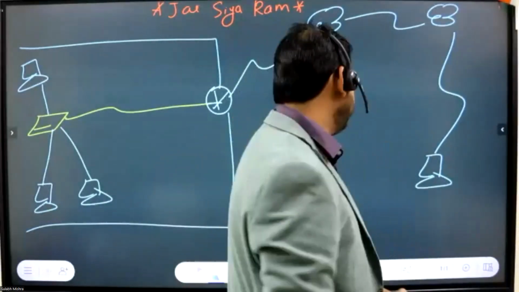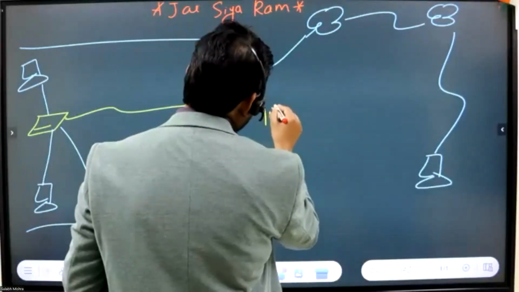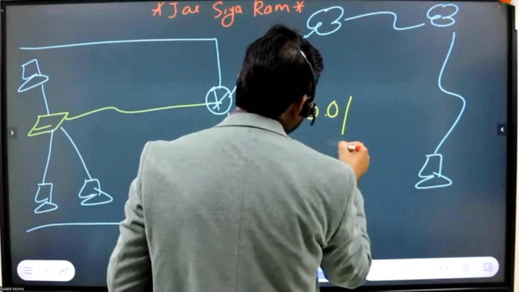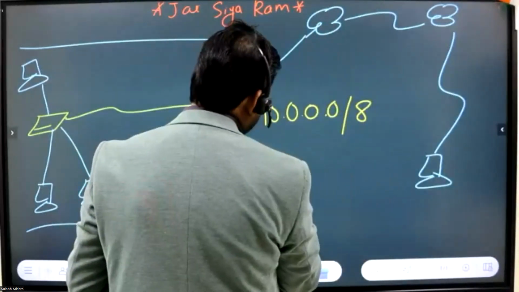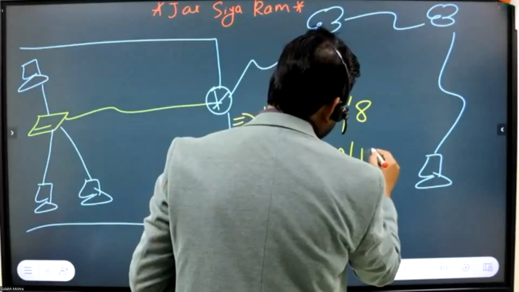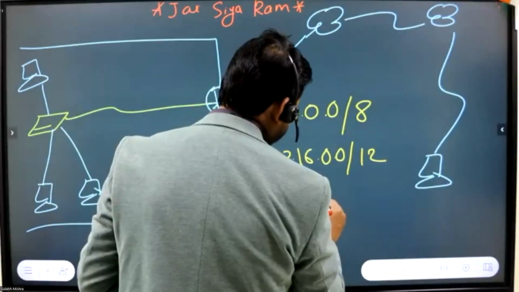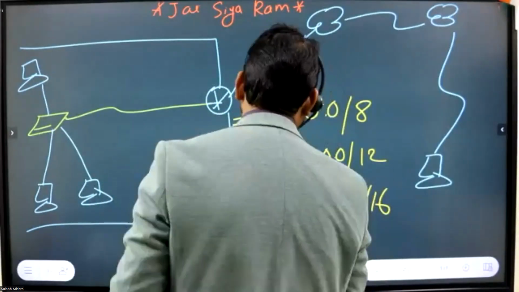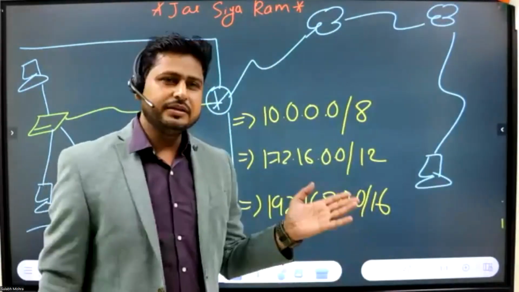IANA said that these 3 ranges of IPs are free: 10.0.0.0/8, 172.16.0.0/12, and 192.168.0.0/16. And I said, why don't you use this range of IP addresses? This range of IP addresses is free.